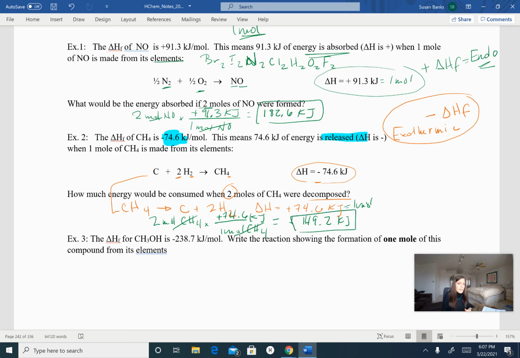For the decomposition of 2 moles of methane, remember we are going backwards. So remember that the reverse reaction is just the negative of the forward reaction. Okay, it's just that negative of the forward reaction.